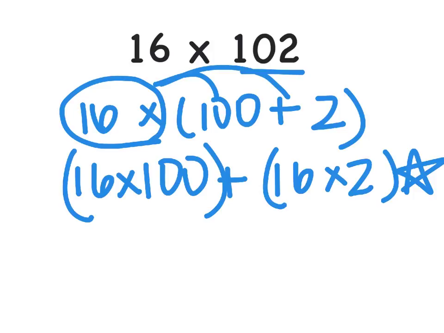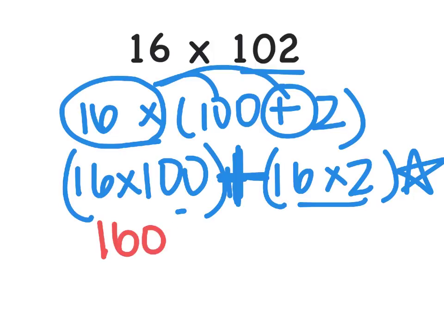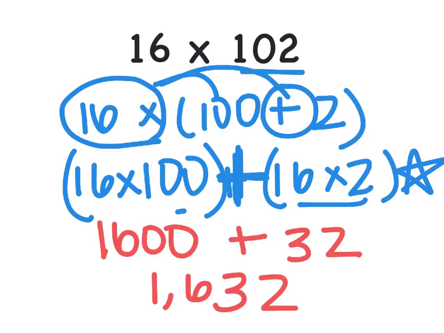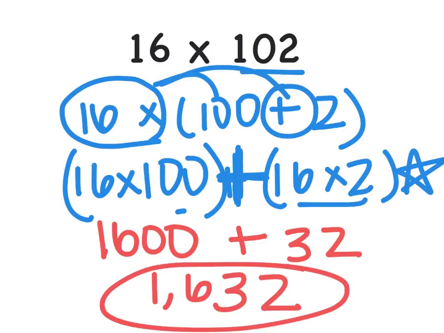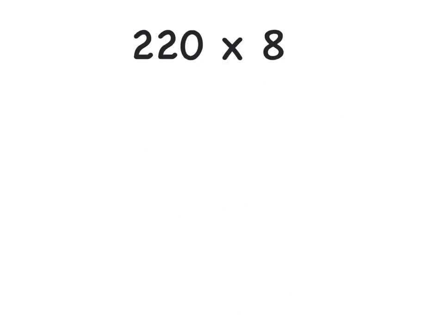I passed out the 16 times to the 100 and to my 2, and then since there's an addition sign here, I put an addition sign in the middle. So basically, I'm just going to break it down into two smaller problems and then add them up. 16 times 100 is 1,600. And 16 times 2 is 32. I'm going to add those two things together to get 1,632 as my final answer. So you guys can impress all your friends by doing these really tricky looking problems pretty easily using the distributive property.